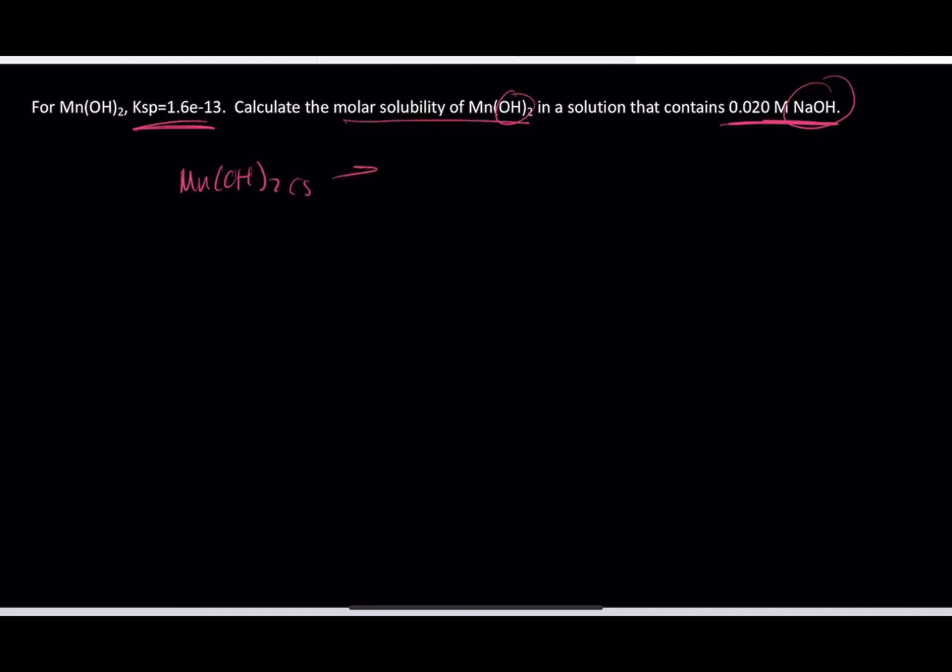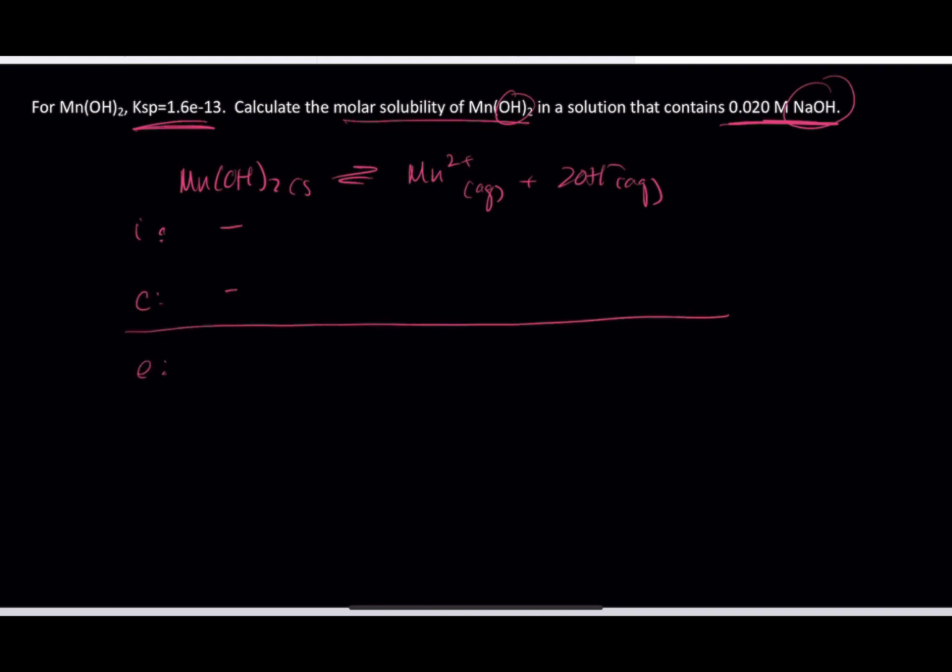So we got some of this, and we got this. And so there we have that. Obviously this is irrelevant, so we will omit that. And then we have our concentrations here. We are saying that the solution already contains 0.02 molar sodium hydroxide, so this is 0.02 molar to begin, and this is 0.